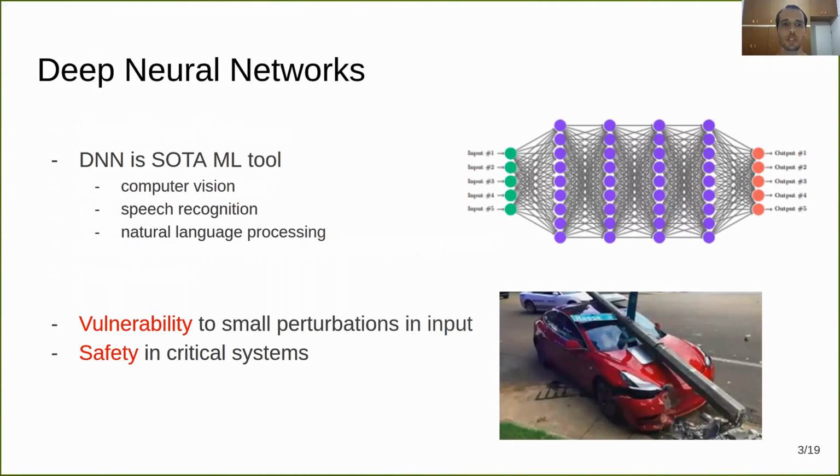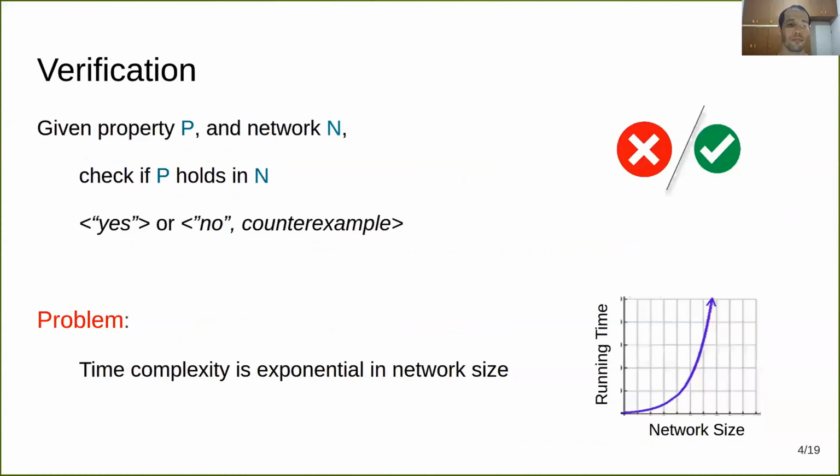Let's start. Deep neural networks are a machine learning tool that achieves state-of-the-art results with respect to many objectives in many domains, like computer vision, speech recognition, and natural language processing. Despite this fact, deep neural networks are vulnerable to small perturbations in the input, and hence are dangerous to combine as an ingredient in critical systems like self-driving cars.